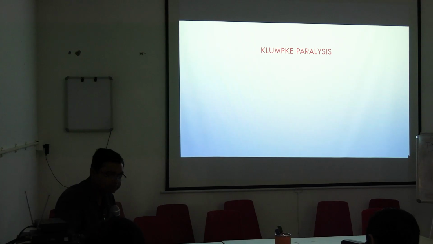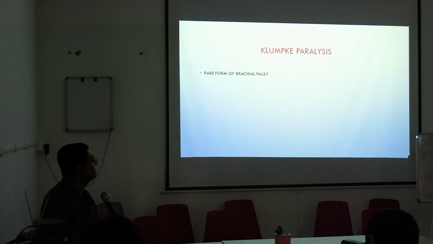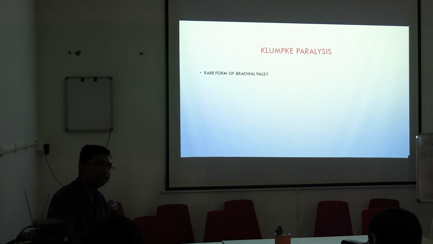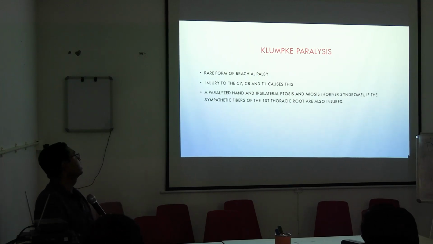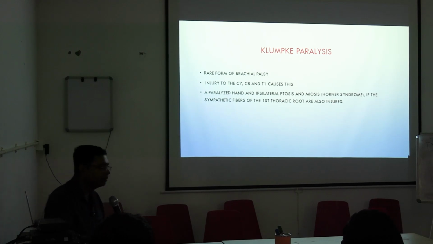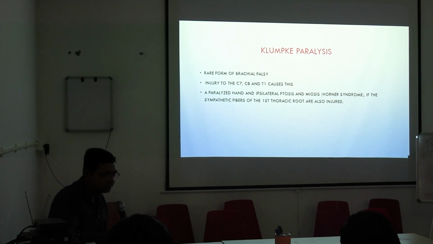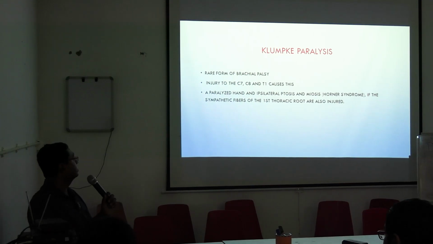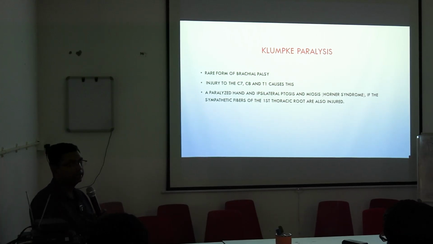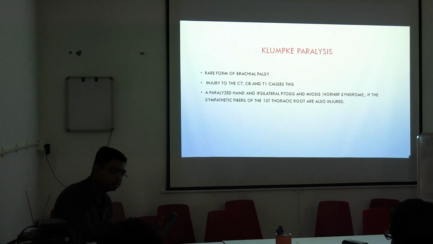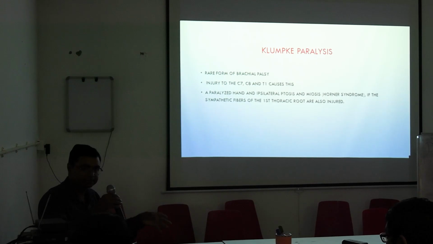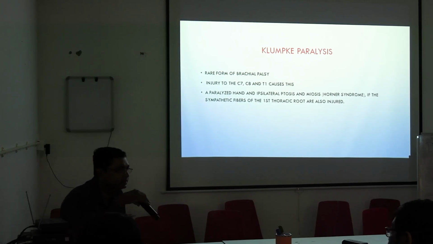So next is Klumpke's palsy. In Klumpke's palsy, it is rarer than that of Erb's palsy. It is due to the injury of C7, C8 and T1: a paralyzed hand and ipsilateral ptosis and miosis, Horner syndrome, if the sympathetic fibers of the first thoracic root are also injured. That means it involves the cervical sympathetic plexus, then it can cause Horner syndrome. Can you please tell me what is Horner syndrome?